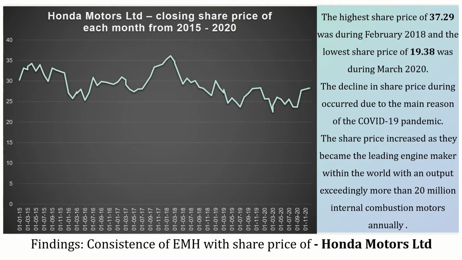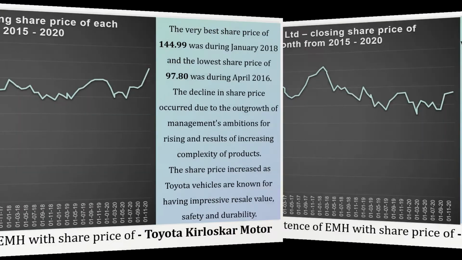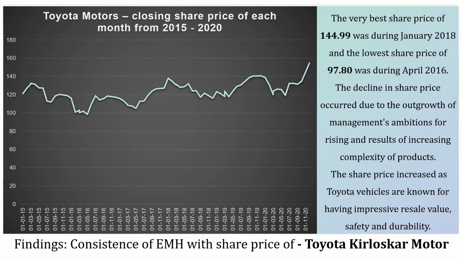Monitoring the share prices of Toyota Motors shows that the very best share price of 144.99 was during the month of January 2020, and the lowest share price of 97.80 was during the month of April 2016. This decline in share price during the month of April occurred due to two main root causes for Toyota's quality problems. The primary is based on the outgrowth of management's ambitions for raising its price. The second is due to the results of the increasingly complex nature of the company's products.